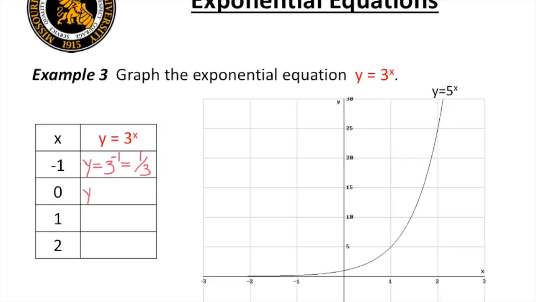When x equals 0, y equals 3 to the 0 power, or 1. When x equals 1, y equals 3 to the first power, or 3. And finally, when x equals 2, y equals 3 squared, or 9. Plotting the points that correspond to these ordered pairs, we have a point at negative 1, 1/3, 0, 1, 1, 3, and 2, 9.